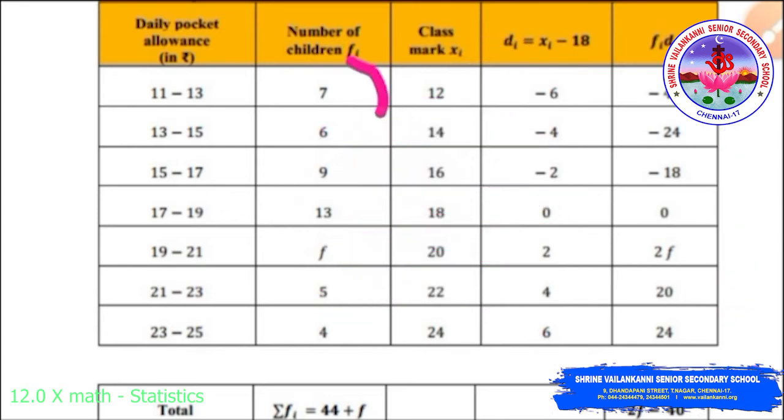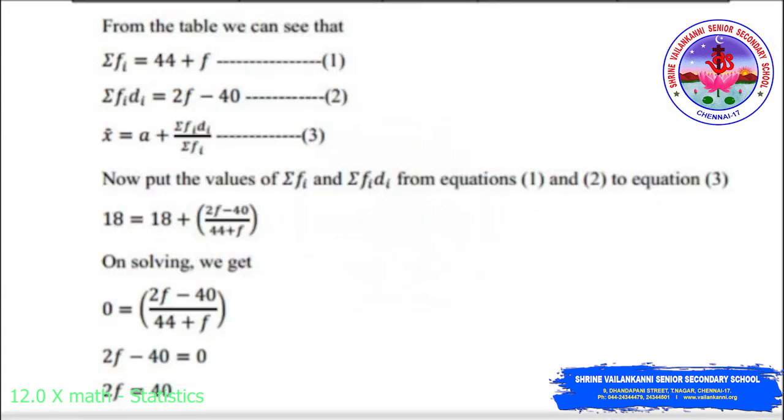Find out the sum of all the frequencies. I will be getting the summation of fi is equal to 44 plus f. Similarly, I am going to sum up the values in the fidi column. I will be getting summation of fidi is equal to 2f minus 40. From the table, I got summation of fi is equal to 44 plus f, calling that equation 1, and summation of fidi is equal to 2f minus 40, calling this equation 2. For finding the mean, using the assumed mean method, mean is equal to a plus summation of fidi by summation of fi, calling this equation 3.